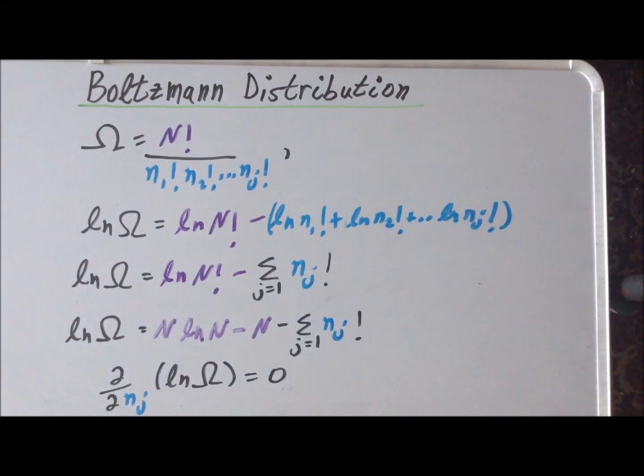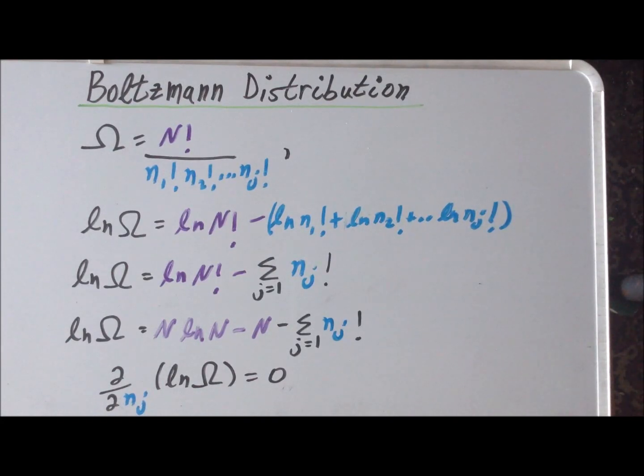So by calculus, in principle, what we want to do is take the partial derivative of the natural log of omega, the number of ways of realizing this distribution, with respect to each of the individual n sub j's, and we're going to set each of these equal to 0. But we have one small problem. We have two constraints on our system, so we have 2 degrees of freedom that we have to remove.